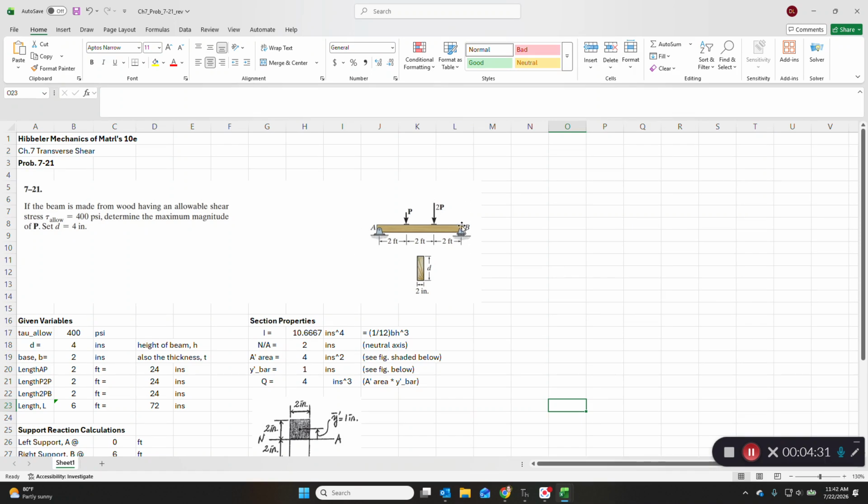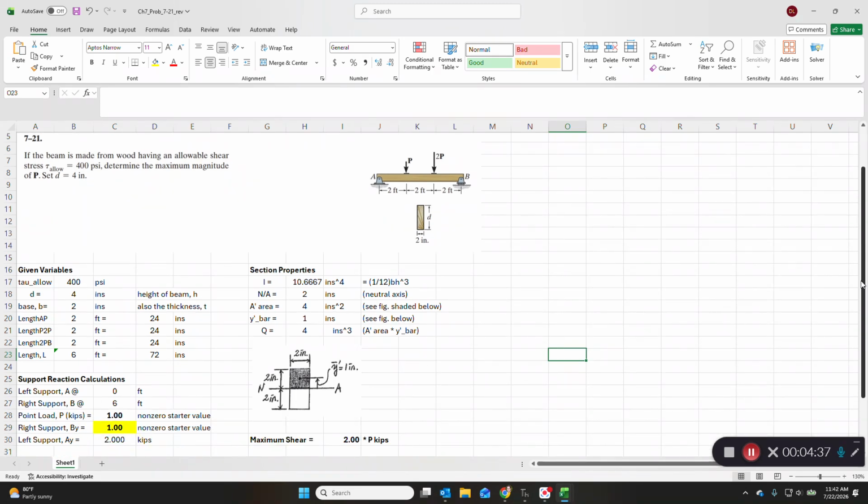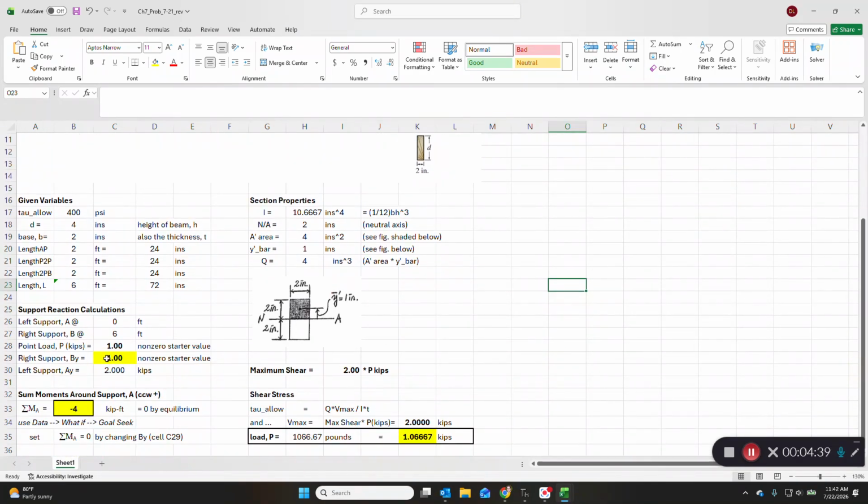But then we have our reaction at B going counterclockwise times 6. So that would be, if B is 1 in this case, which we've arbitrarily assigned it to be 1, we have minus 10 plus 6, which is minus 4. And we know it should be 0 by equilibrium, but it's not because we arbitrarily picked 1 for a load and 1 for the support at BY. We don't care about the AY support just yet.